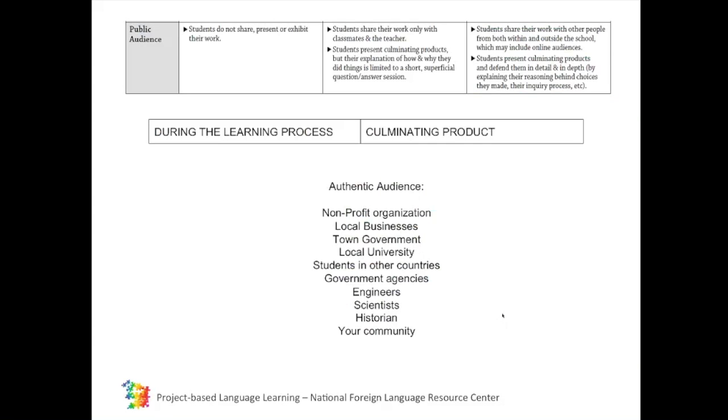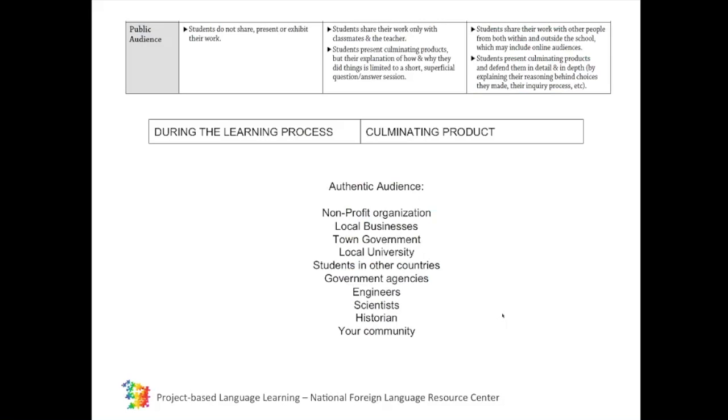Remember, the product in PBLL should be a public product, so students should be sharing their work with other people, both from within the school and out of the school, and they should be able to present what they're creating and defend it. The idea of a public product also means that it has an authentic use for an authentic audience. So they don't necessarily need to defend what they're doing in detail, but that they can actually give it to somebody who would actually use it.